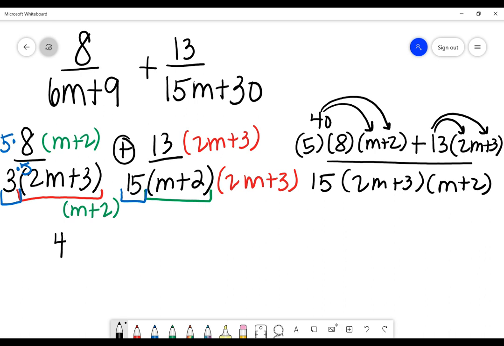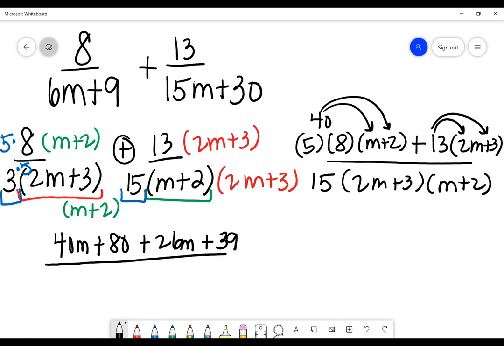So I would get 40m plus 80 plus 26m plus 39, because 13 times 3 is going to give me 39. And that's all over 15 times 2m plus 3 times m plus 2, my common denominator.